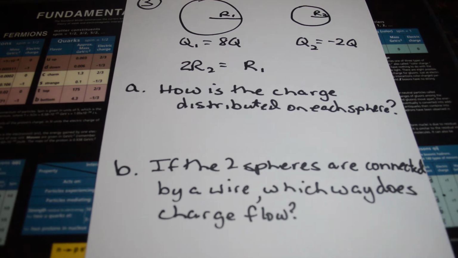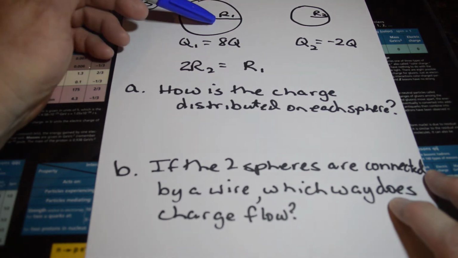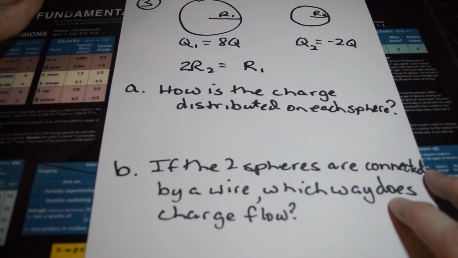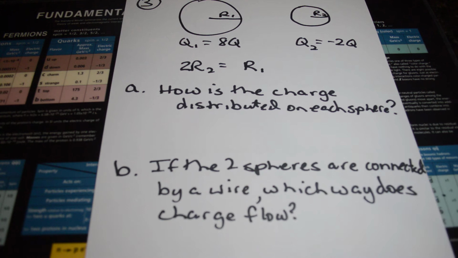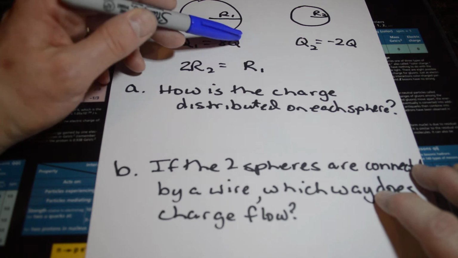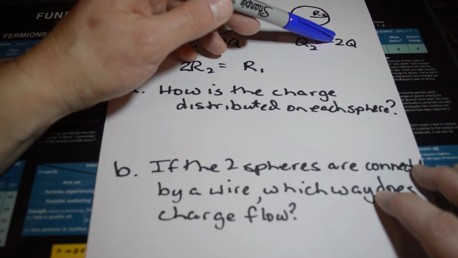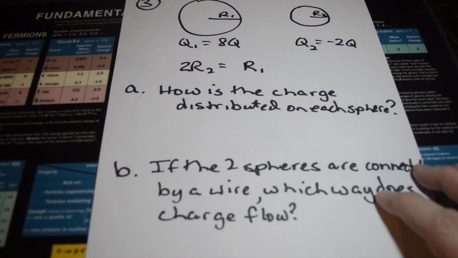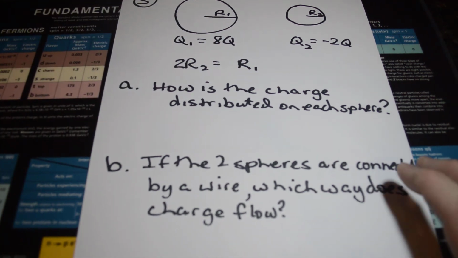Okay. Next question. You now have two charged objects that are different in size. This one has a size R1, the one on the left, and the one on the right, R2, is smaller. Let's take a look at what the charge is. The charge on the first object is 8 times some number Q, and the charge on the second one is -2 times that same amount Q. -2Q and 8Q. And the distances are that R1 is twice the size of R2.